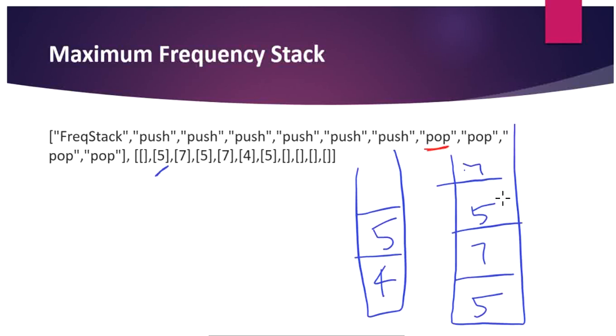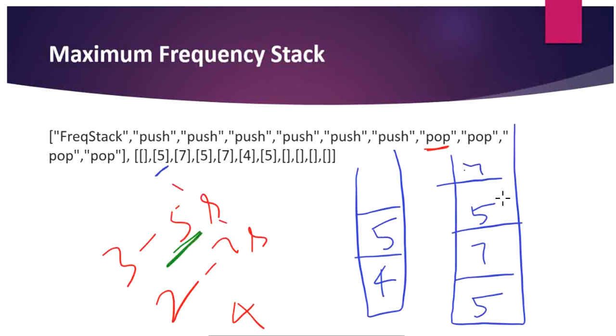In a normal stack we would remove or pop the topmost element. But in this frequency stack we have to remove the most frequent element. What is the most frequent element? If you see, we have three 5s, two 7s, and one 4. In this case the most frequent element is 5.